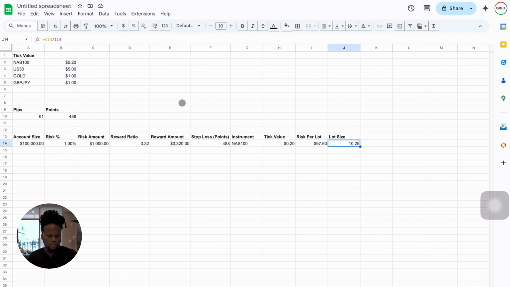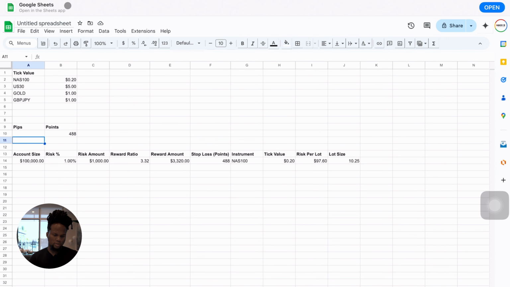So what I'm going to do is leave this as is right now, and I'm going to add the formula so that it automatically detects it. But for now, just a quick guide, or this quick video. So let me just make note of this. Lot size calculator simplified.